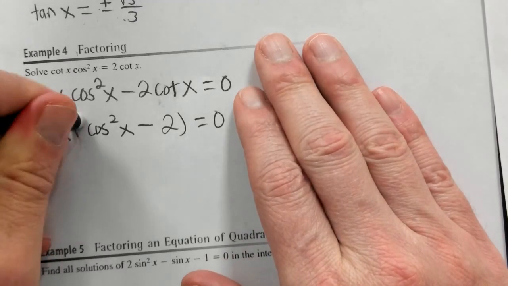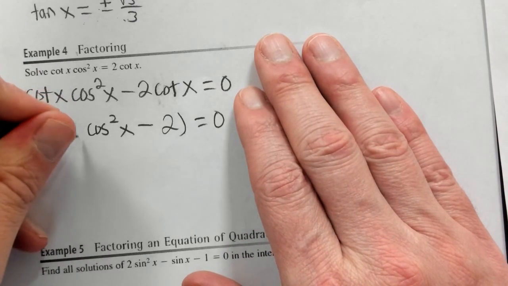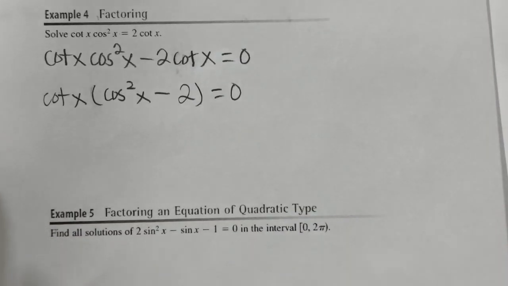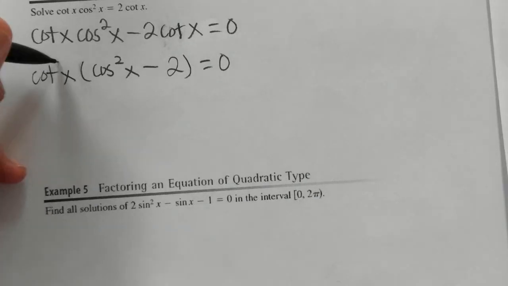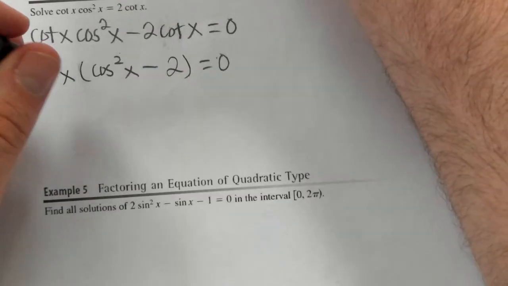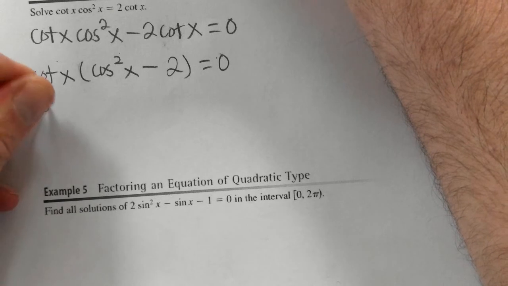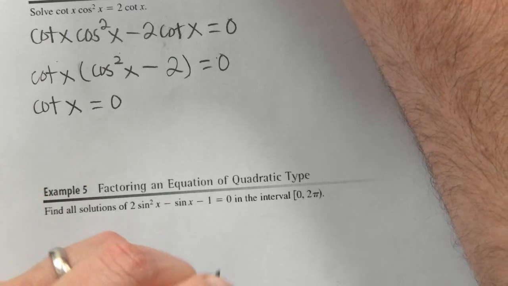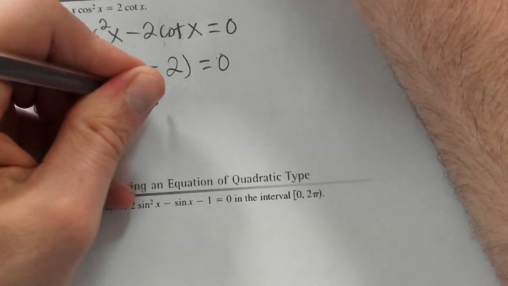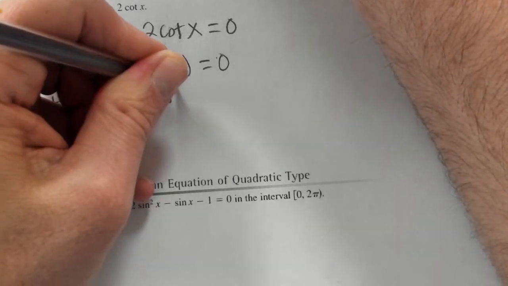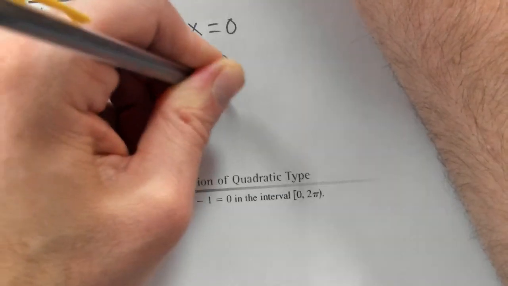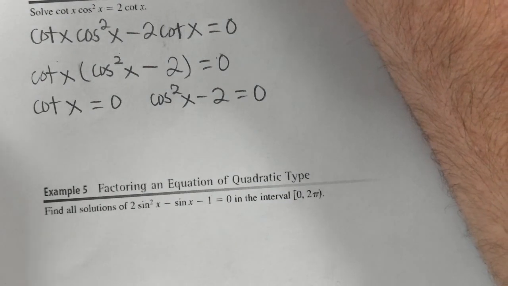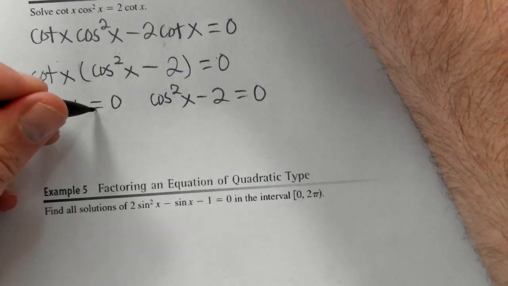From here, remember your zero product rule allows me to write two equations at this point. If this times this equals 0, then I have two possibilities. Either the cotangent of x is equal to 0, that's one equation, or this part, the cosine squared of x minus 2 is equal to 0. Those are my two possibilities. Let me see if I can solve for both of these. So cotangent of x is equal to 0.